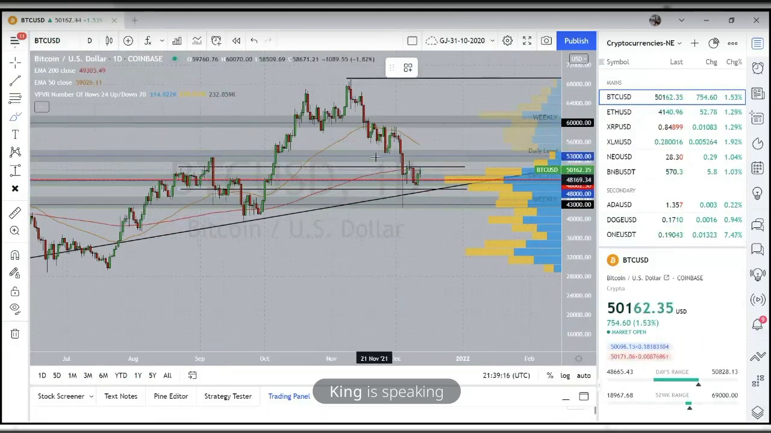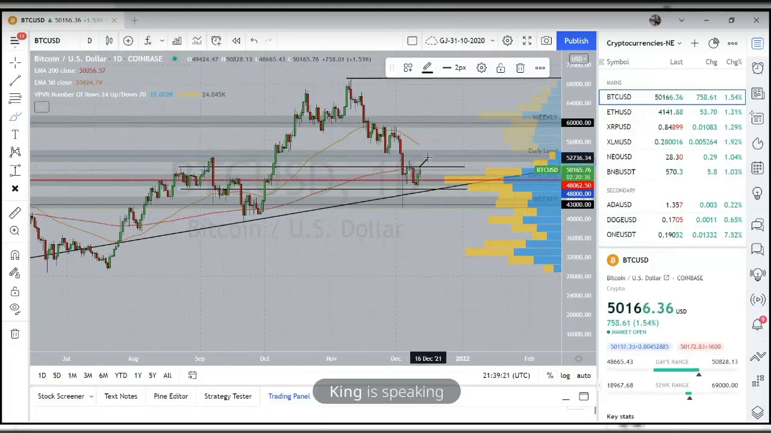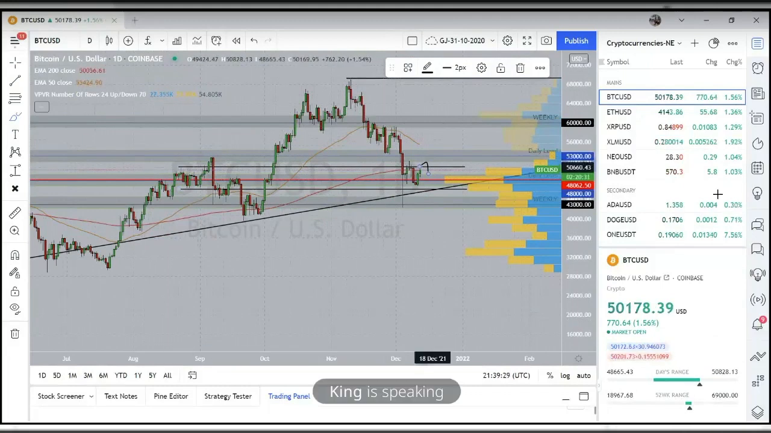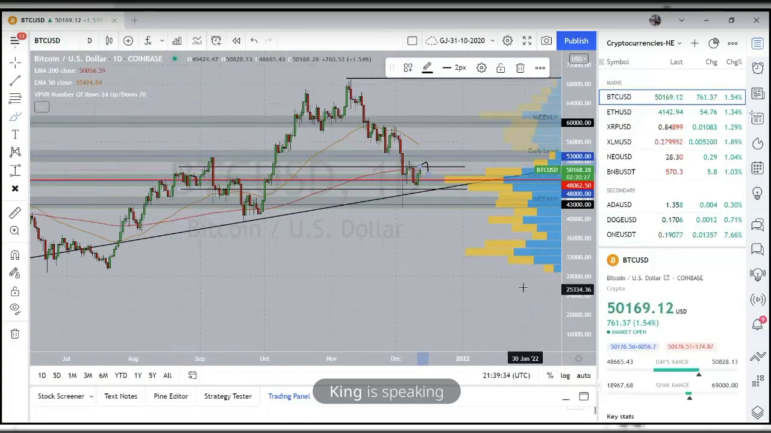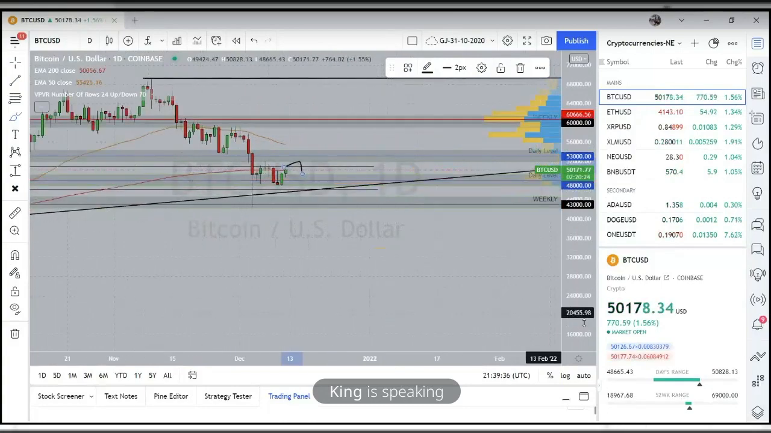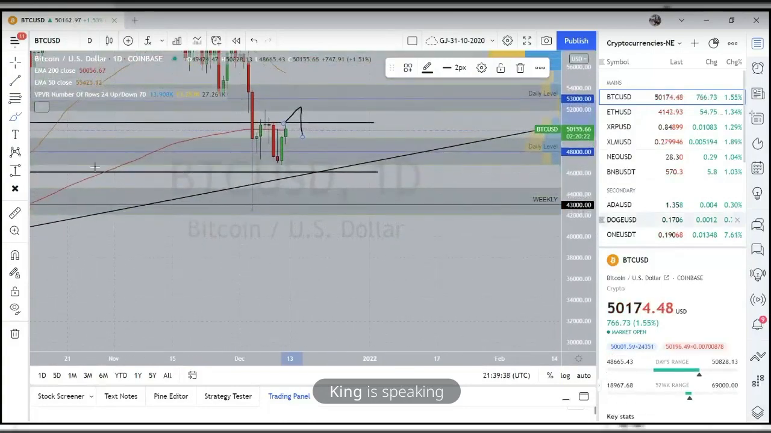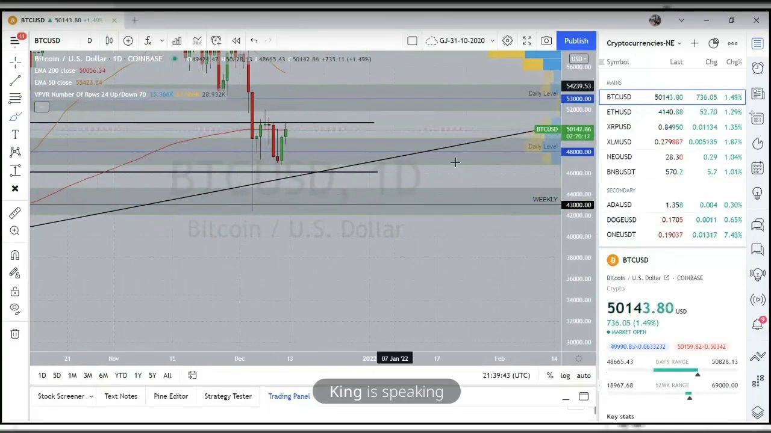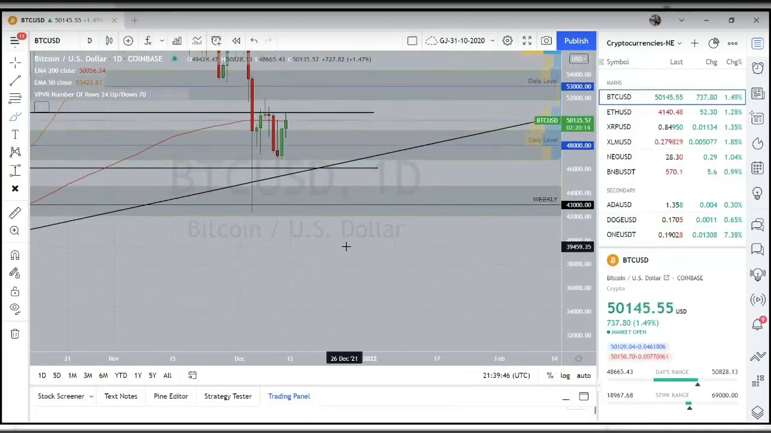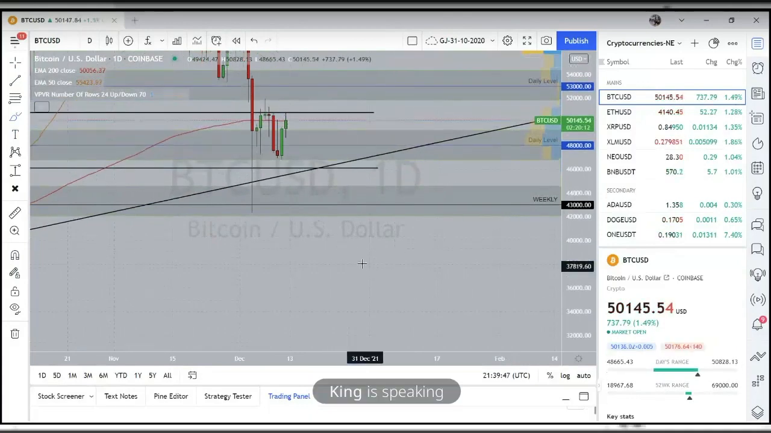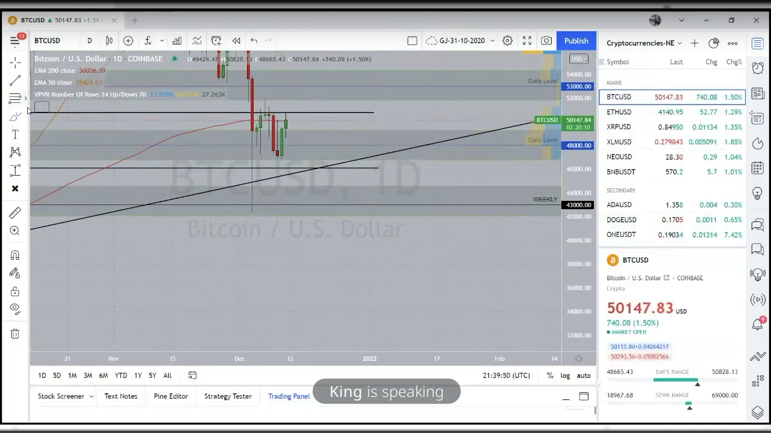So I would expect price to either come back up to here or it could just break from here really. We've returned back to this range. It's confirmed that high there. This is the daily as well, so that high is a bit more important than, let's say, a 4 hour or a 1 hour.